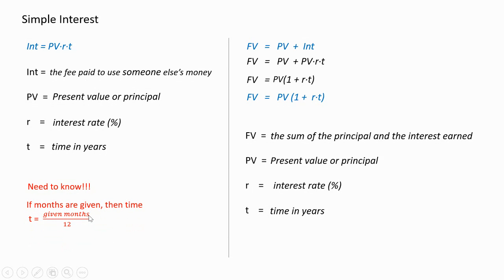So if months are given, say for example, they don't give you the time in years; they give you like 3 months. So what you're going to do, you're going to put the given months over 12. That'll be the time. So given months over 12, it is in years. And also, the interest rate must be in decimal. So you're going to take away the symbol and move the decimal place 2 places to the left. So 5% is equal to 0.05. This is crucial. Here's where a lot of students make mistakes, and also here with the time, when the months are given instead of the years.